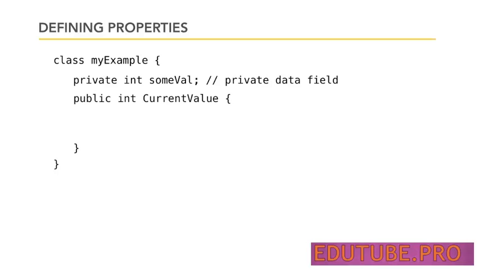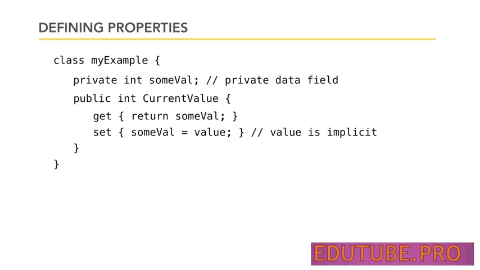A property is defined like this. I'm making a public integer property called currentValue. And instead of making it look like a member function with parentheses and arguments and so on, all I have to do is define the name of the property with two curly braces, and then inside I put the word get. And the word get here is essentially going to return the value of that private integer that I have. And then to set this value, I have the word set. And in the set code, I'm setting the internal SomeVal property to this word value. And value is implicit. C# just simply generates that for you.